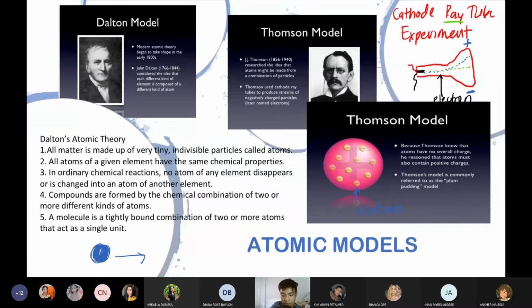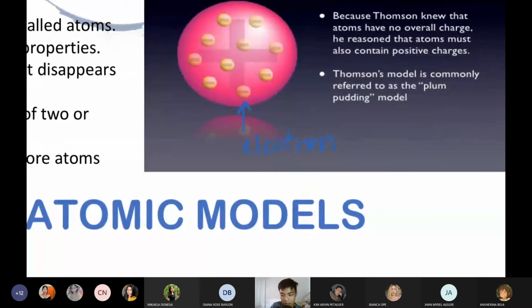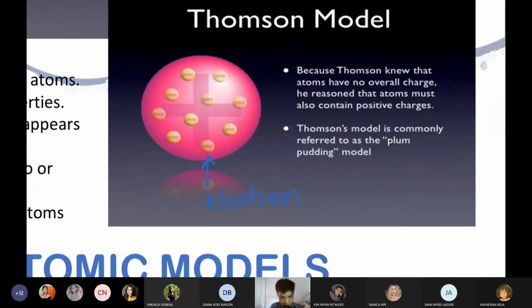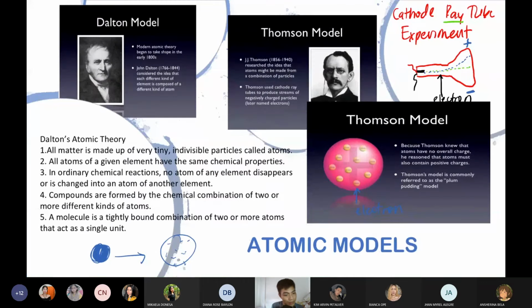Ngayon, naging bilog na may electron sa loob, no? Ang tawag dito ay plum pudding model, no? So what is a plum pudding? That is a delicacy in England, no? So kumbaga yan ay parang cake na may raisins ata yan. Okay. So ayan, so plum pudding model, no? So parang yung cake na may sprinkles. Yung mga sprinkle na yan yung ating electrons. Okay? So, nag-improve na tayo.